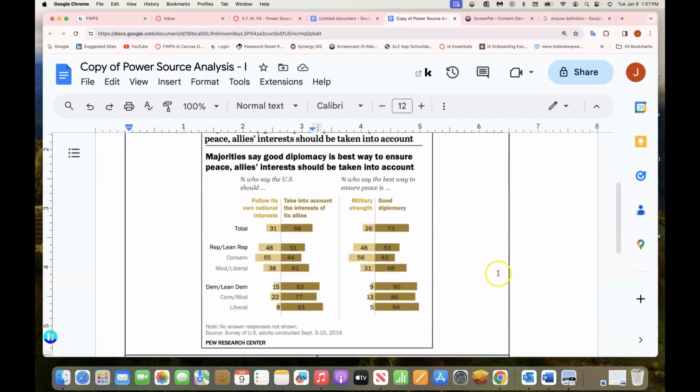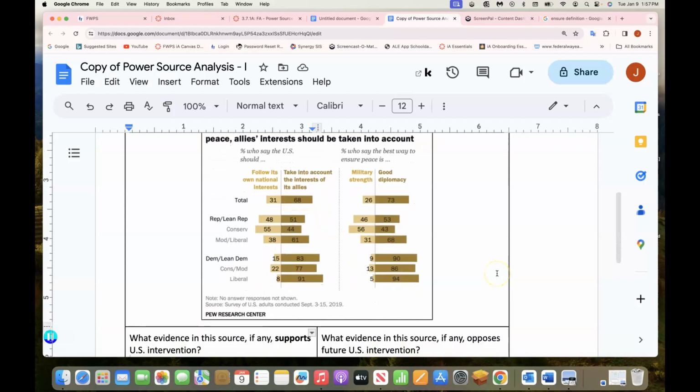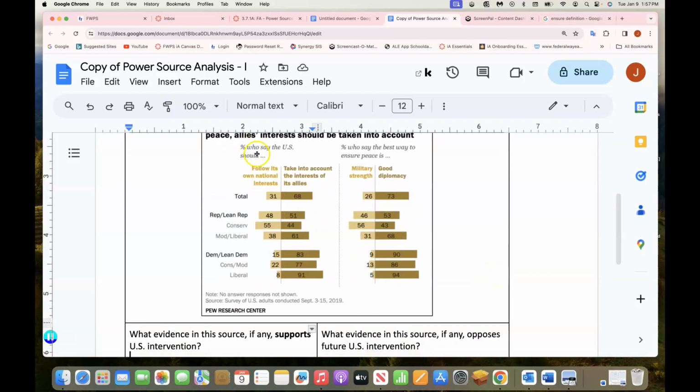All right, I'm going to scroll a little bit so that you can see the percentage of people who say the U.S. should follow its own national interests down here. And then on the other side of the graph, take into account the interests of its allies. And then you can see how the numbers fall on that side of the column. So this is the total number of people that Pew Research Center asked. These are the people who are Republican and Democrat.